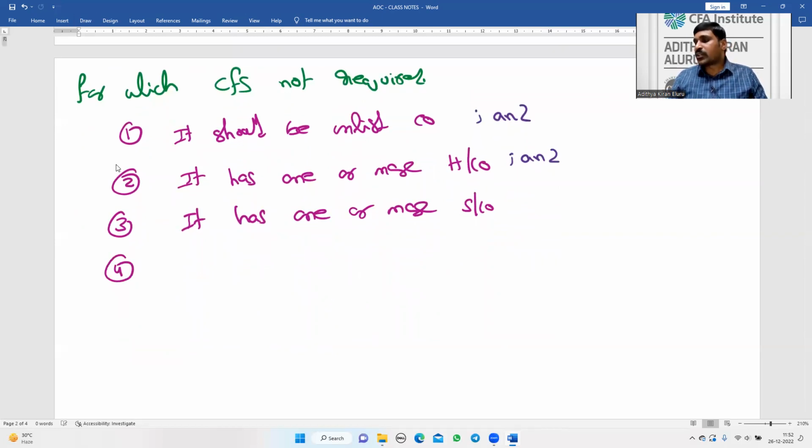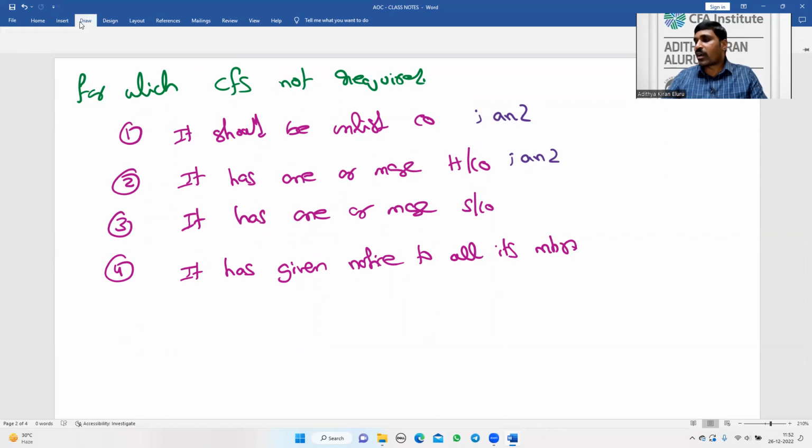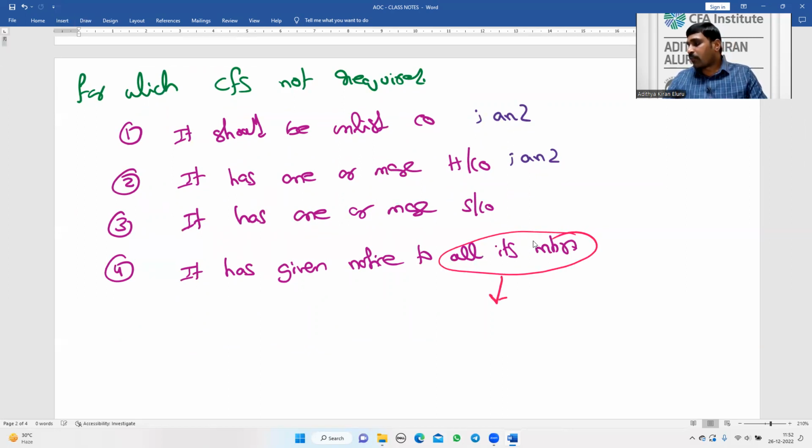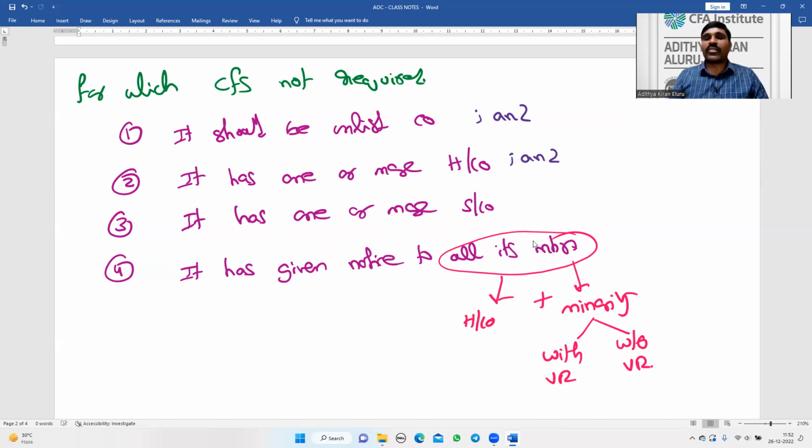It has given notice to all its members. Sir, what is this "all its members"? Holding company as well as minority interest. This minority interest with voting rights and without voting rights.